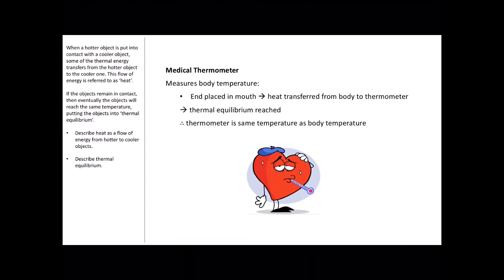Basically, questions on this area of content will be asking you to describe the flow of energy or thermal energy from hotter to cooler objects. So you just need to be able to do that, and you just need to be able to describe thermal equilibrium.